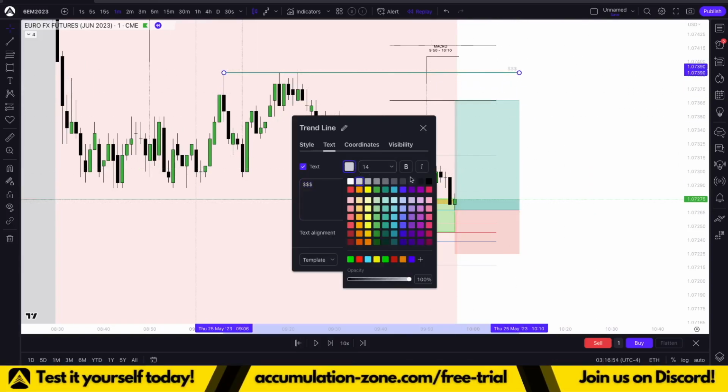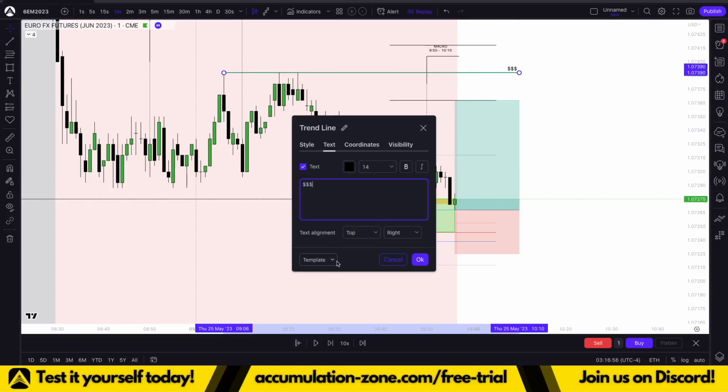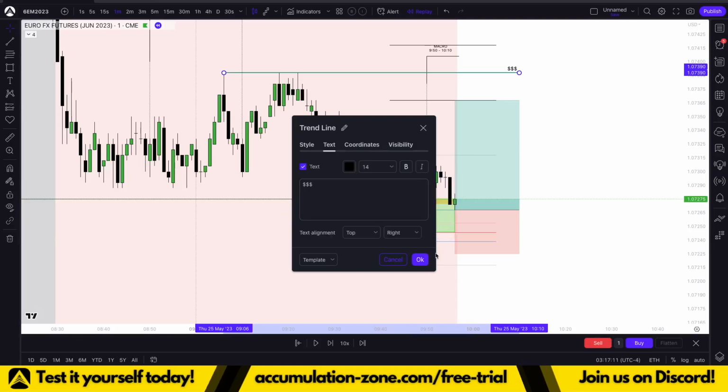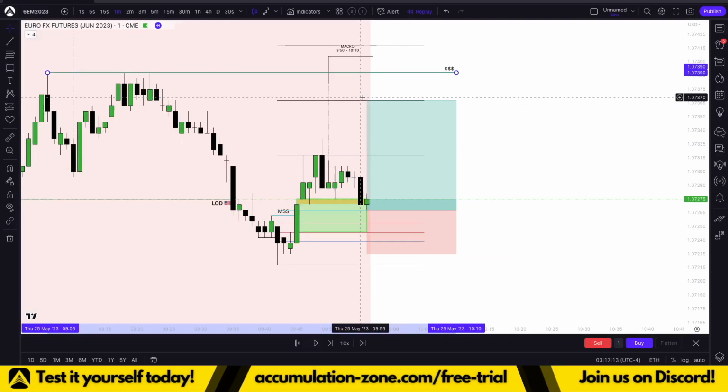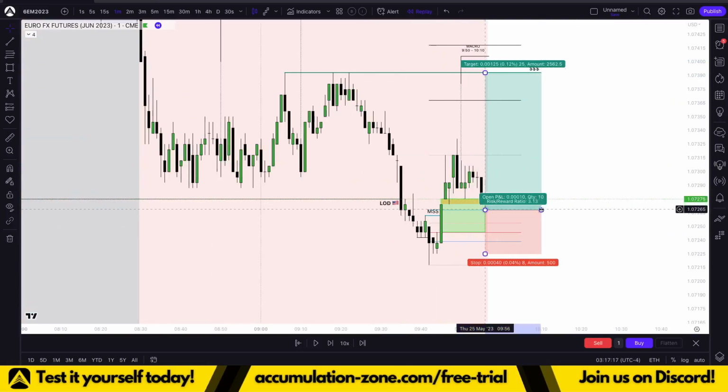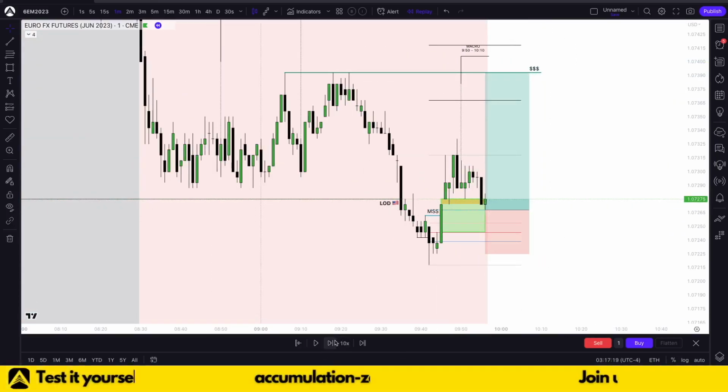Let me quickly change that to a black font and save as. Come on. Buy side, there we go. Yes, I want to replace it. Alright, so our buy side target would be right up here. This is a 3 to 1 risk to reward. Let's see how this would have played out.